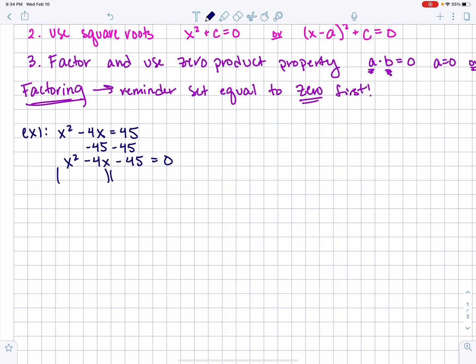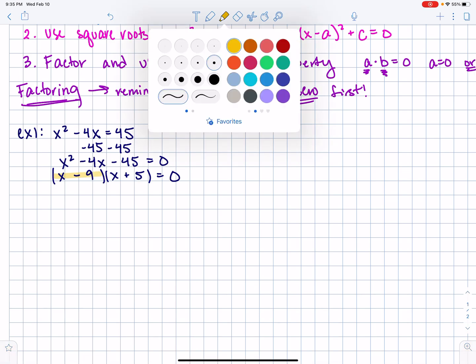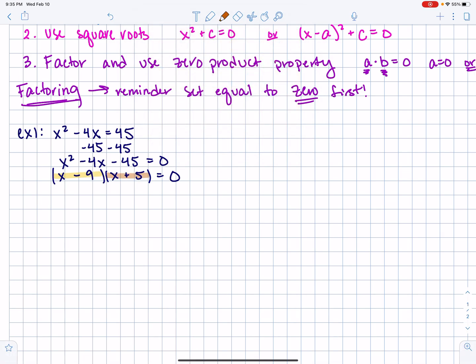You can either set up your diamond, or I would highly suggest that you get used to just factoring by figuring out the two things that can multiply together. For this one, it's going to be a -9 and a +5. That will get us a combination of -45 and -4x. And now I have these two products: x minus 9, and x plus 5. So we set both of these products equal to 0. So x minus 9 equals 0 and x plus 5 equals 0.